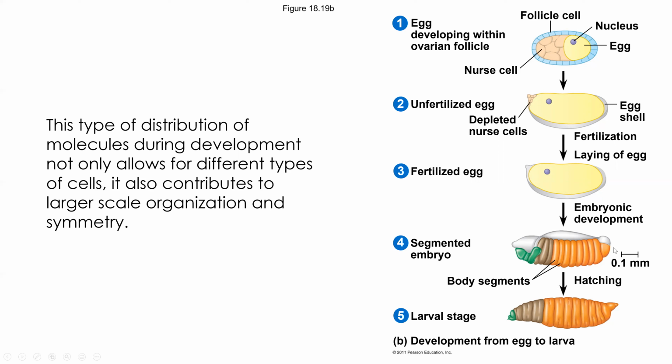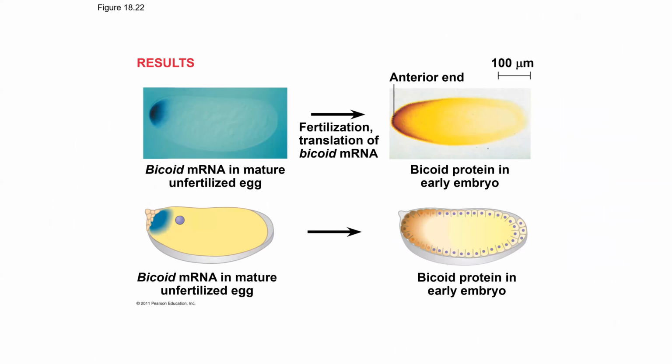Okay, and you can see how having sort of asymmetric distribution of molecules in this upper part could lead to this symmetry and this anterior posterior situation happening in our larva and our adult Drosophila. Okay, so let's look in more depth at one of those molecules that can be asymmetric in our Drosophila.